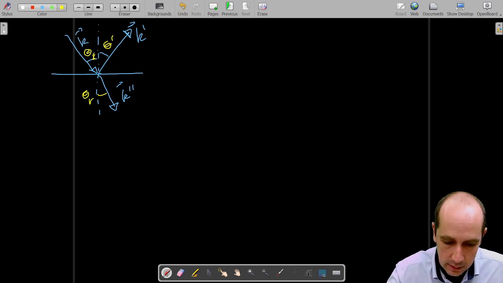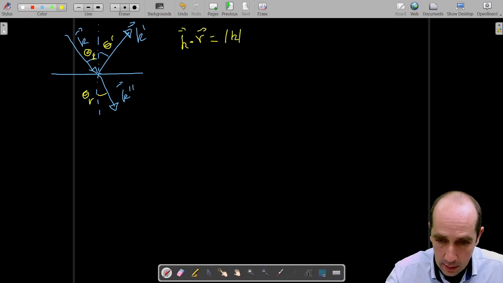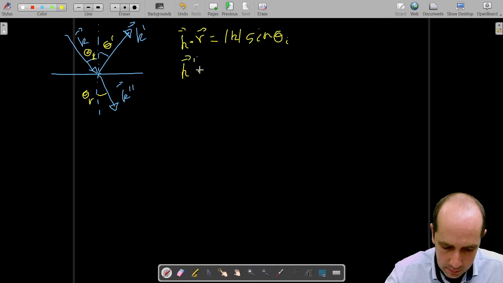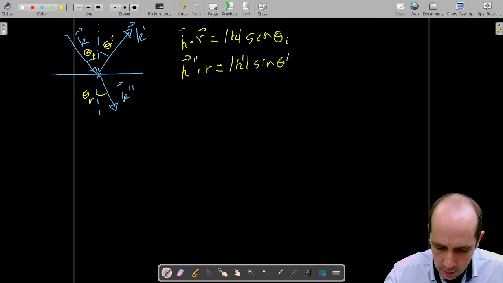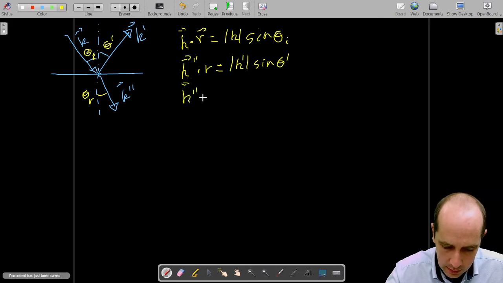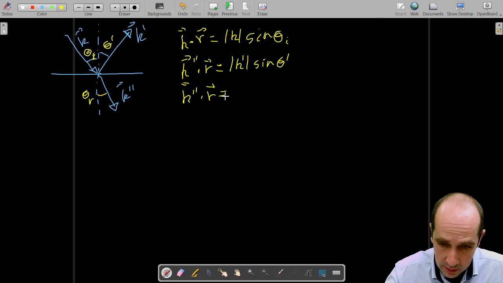What we obtain, if you remember these three expressions we had: the dot product between k and r is the magnitude of k times the sine of theta incidence; k prime dot r will be proportional as well to the magnitude of k prime sine of theta prime; and k two prime dot r will be k two prime sine of theta r.